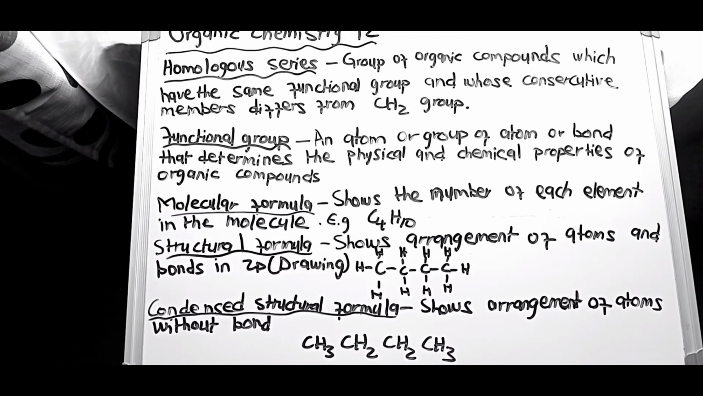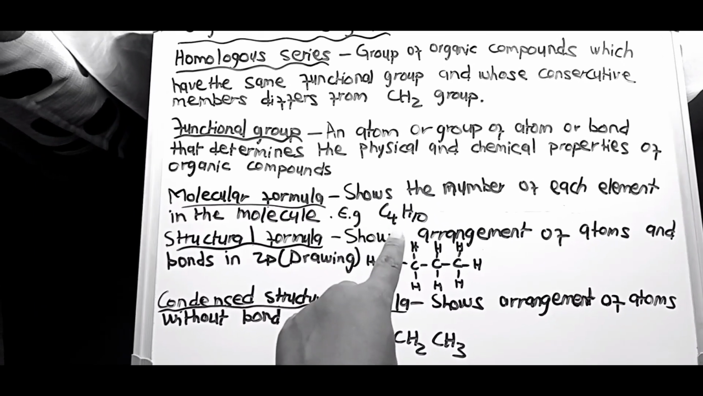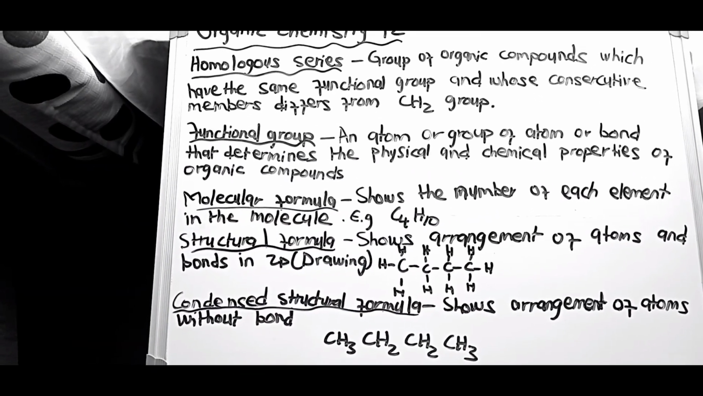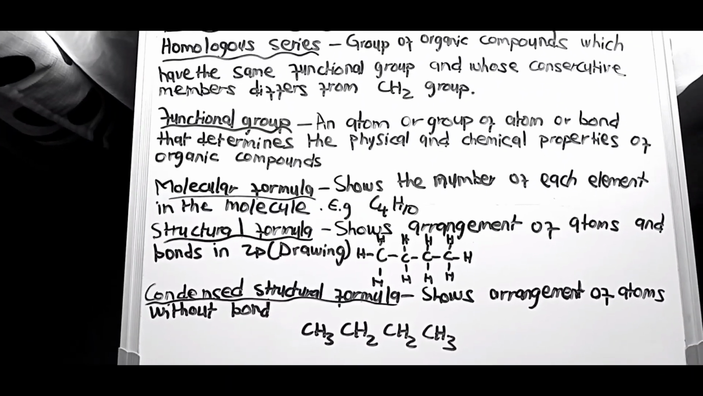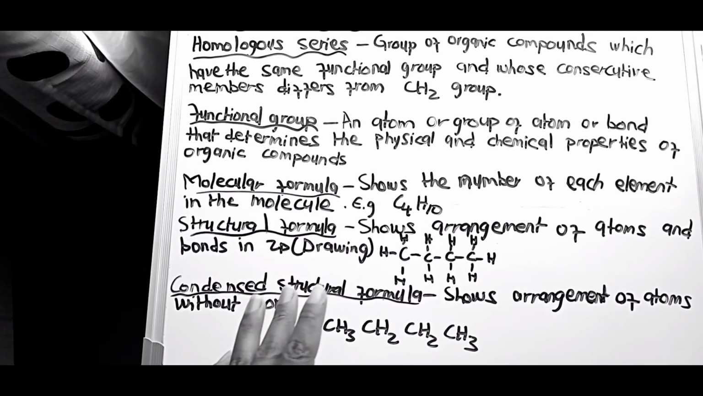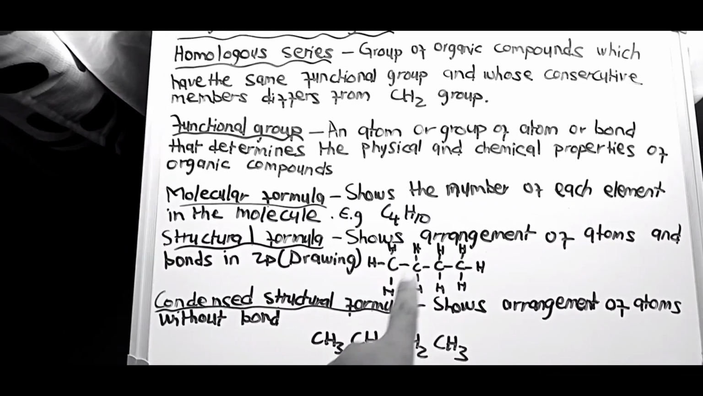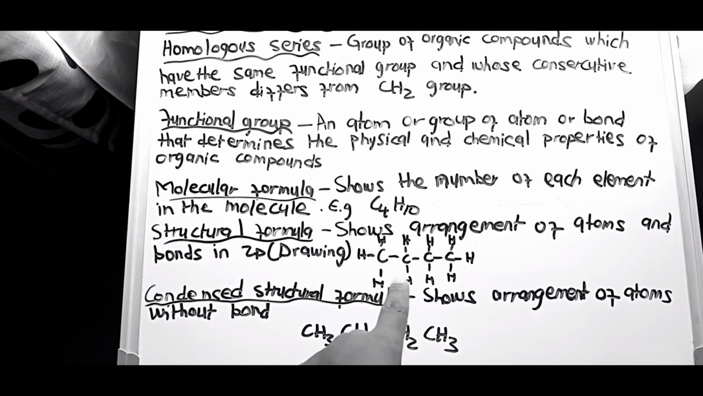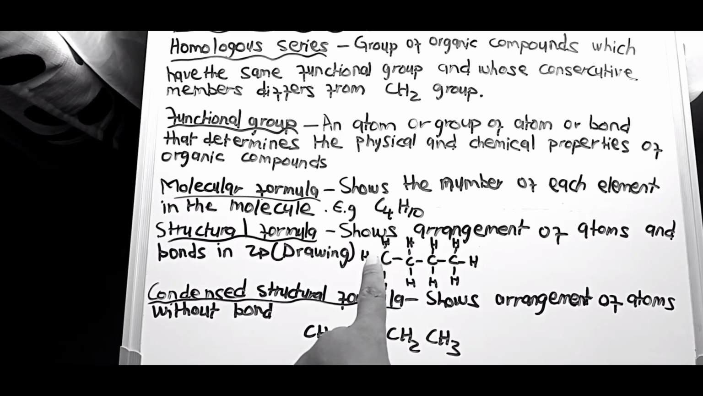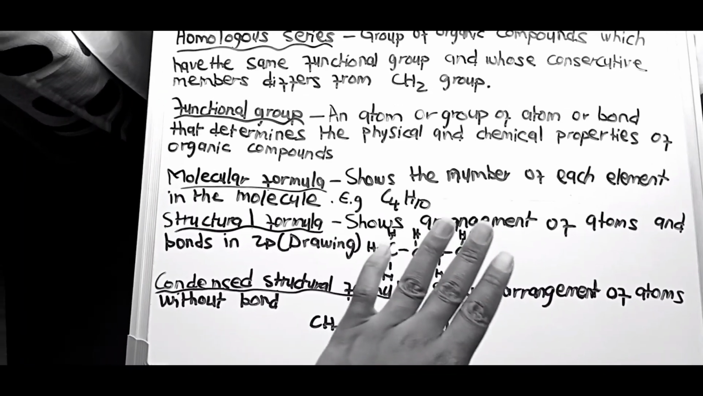For example, I have highlighted C4H10. It means in this molecule we have 4 carbons and 10 hydrogens. So another terminology, we have the structural formula, which shows the arrangement of atoms and their bonds in 2D. It means in drawing. Mostly they would ask you to draw the structural formula of a certain molecule. So this is a structural formula. The lines represent a bond, and also as you can see, these are the carbons and they are surrounded by the hydrogens.